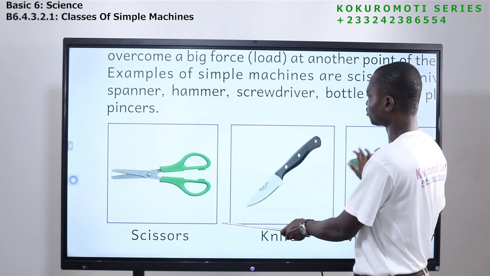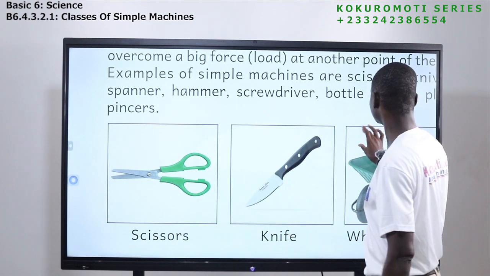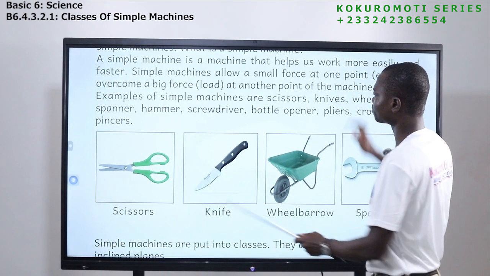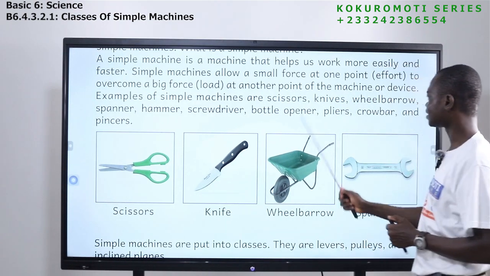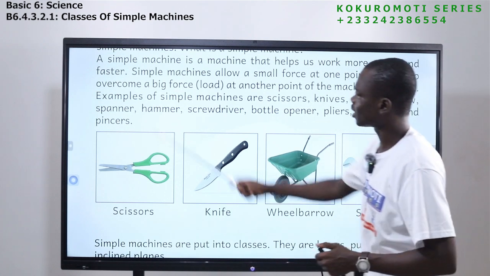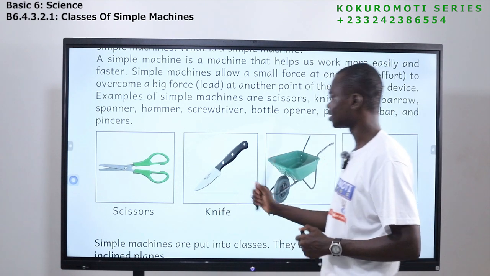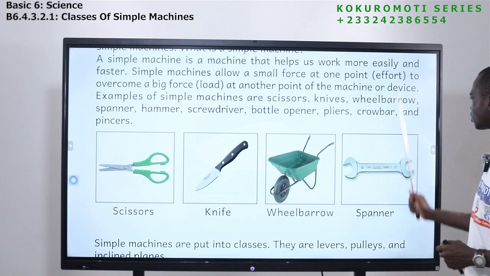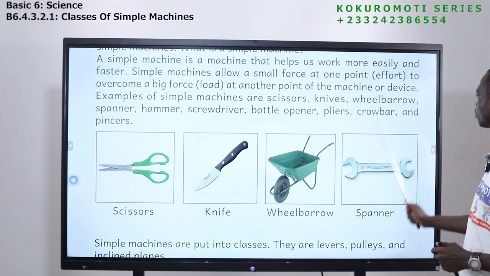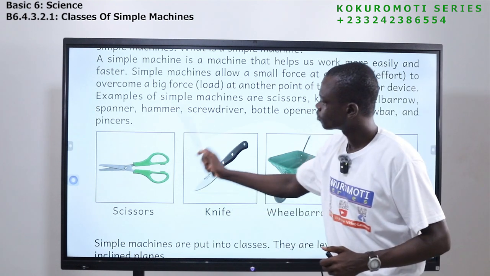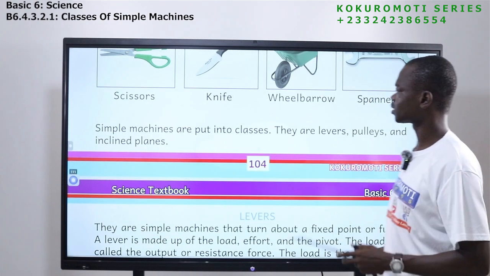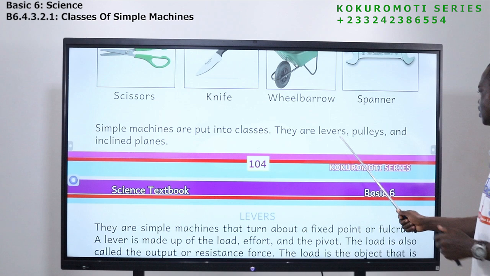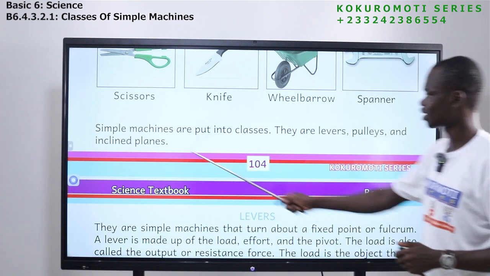We have seen examples of simple machines, and examples are scissors, knives, wheelbarrow, spanner, hammer, screwdriver, bottle opener, pliers, crowbar, and pincers. So these are simple machines. Simple machines are put into classes. They are levers, pulleys, and inclined planes.